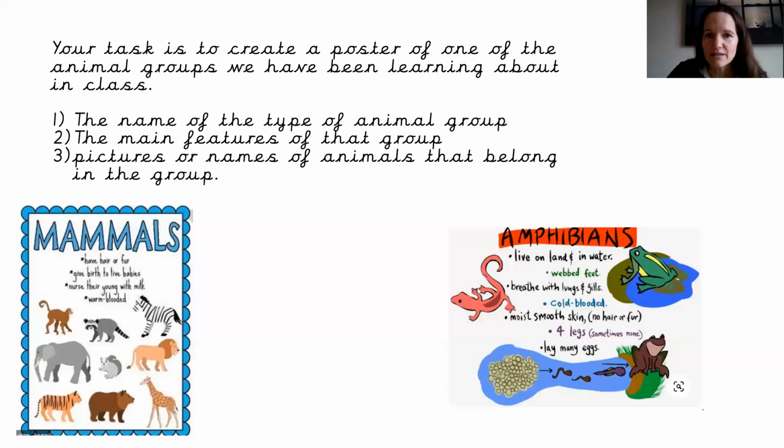So your activity, all you need is a piece of paper and a pencil, but if you have coloring pencils, you can also use that, or felt tips. So your task is to create a poster of one of the animal groups we have learned about in class. There are 3 things you need to have. You need to have the name of the type of animal group. So these 2 posters, this one has mammals and this one says amphibians. You need to write some of the main features of that group, and then you can have pictures or names of animals that belong in that group.